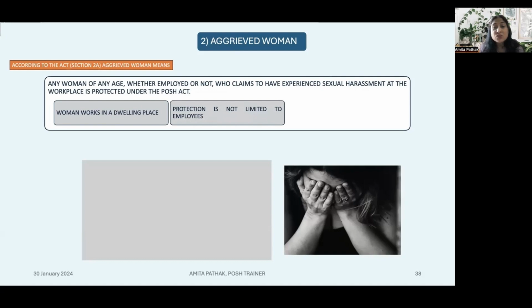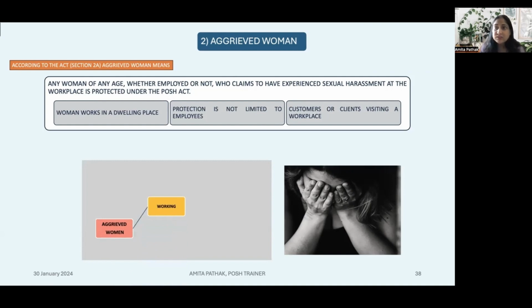Now, this protection is not limited to only employees. It is not the case that only women who are employees are protected under the POSH law. Besides that, customers or clients visiting a workplace are also protected under the law. The aggrieved woman is the woman to whom this sexual harassment had happened.